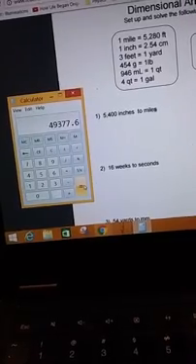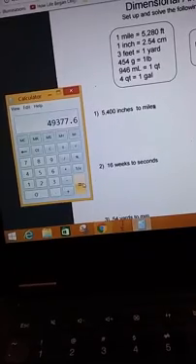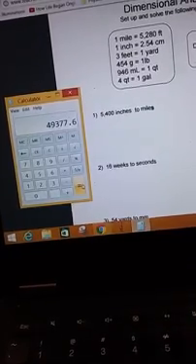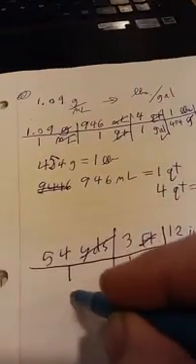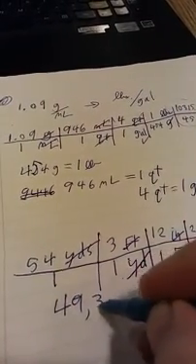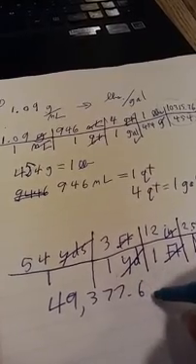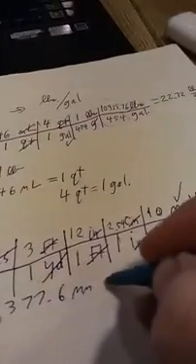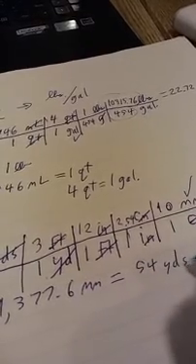49,377.6. So there are 49,377.6 millimeters in 54 yards. So I kind of crunched that up, so I'll rewrite that. It becomes 49,377.6 millimeters equals 54 yards. And we're done.